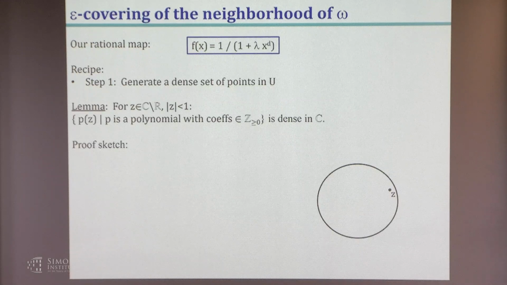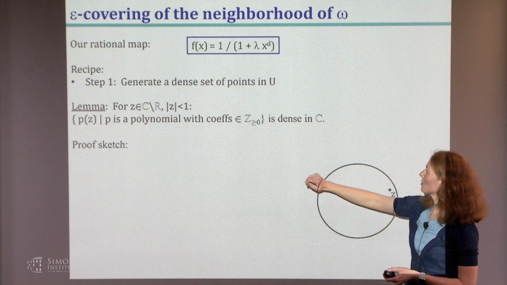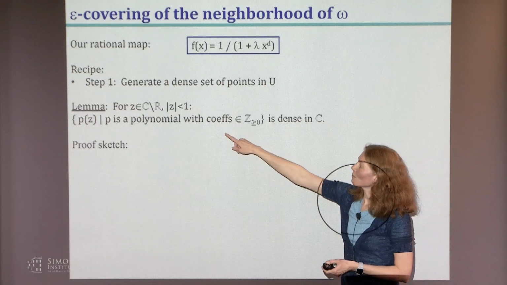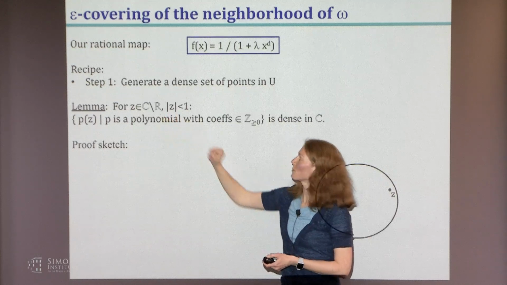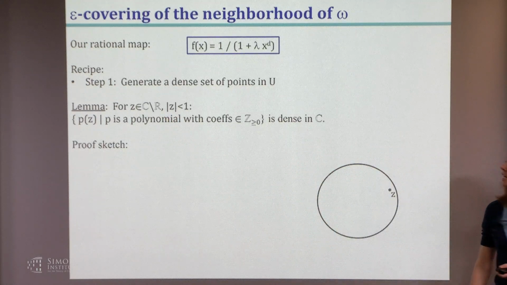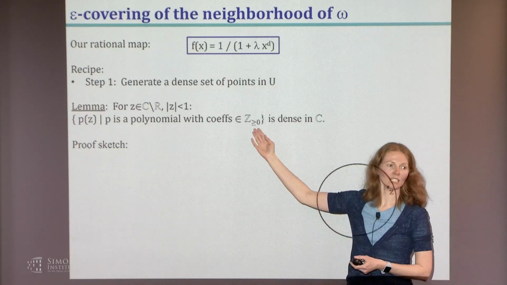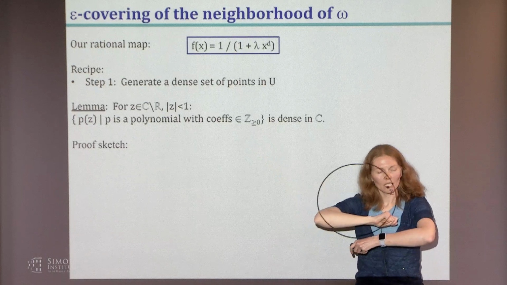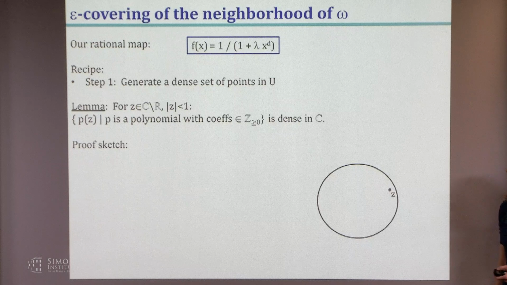Okay, so how do we create a dense set? Well, this is kind of switching gears. A lemma that has nothing to do with what was happening before, but will have something to do with it soon. If we have a complex, not real number z with norm smaller than 1, we claim that if you look at polynomials with coefficients that are non-negative integers, they cover the entire complex plane densely. And how does this work?